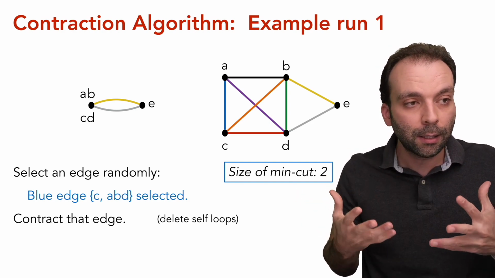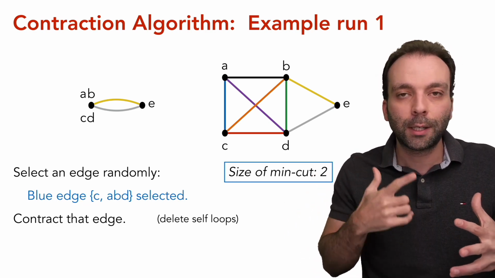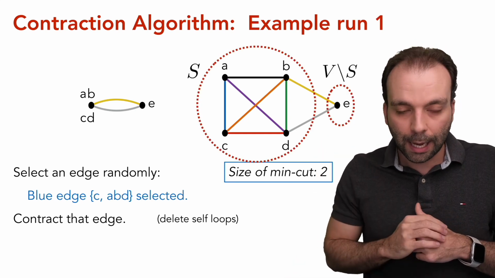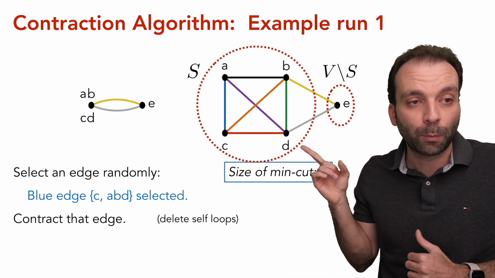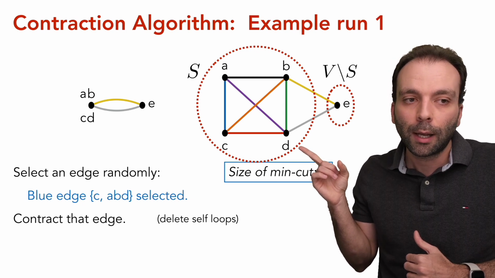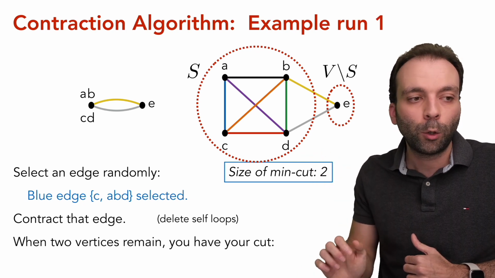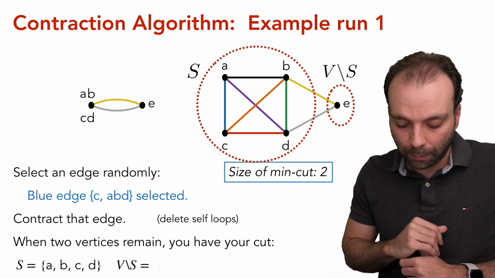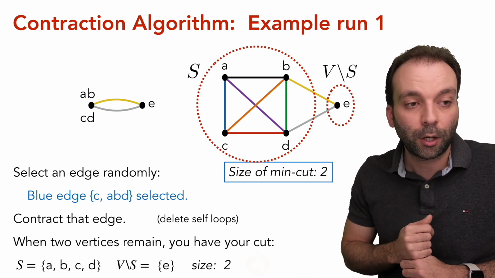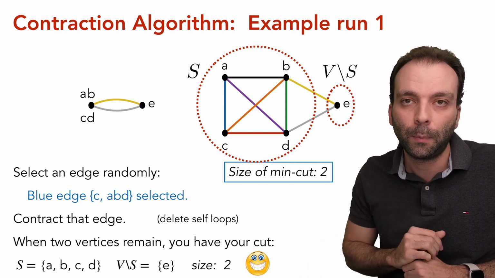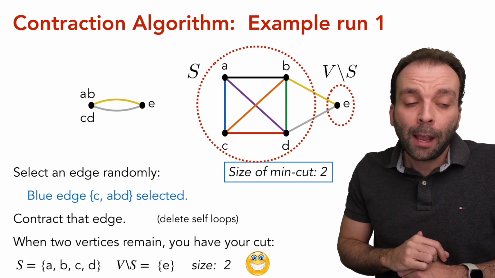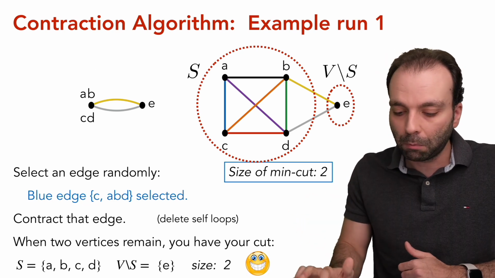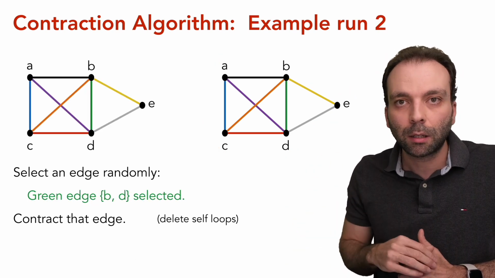So in this case, on the one side of the cut, we have the vertices A, B, C, D. On the other side of the cut, we have the vertex E, and that is exactly in the original graph, it corresponds to this cut here, right? And that is what we do. When two vertices remain, you have your cut. S is going to be A, B, C, D here, and V minus S is E, and the size is going to be here too. We actually found the min cut in this particular case. Now, of course, this is a randomized algorithm, so maybe we got lucky here, we found the min cut, but maybe if we run it again, it's going to give a different output, right?